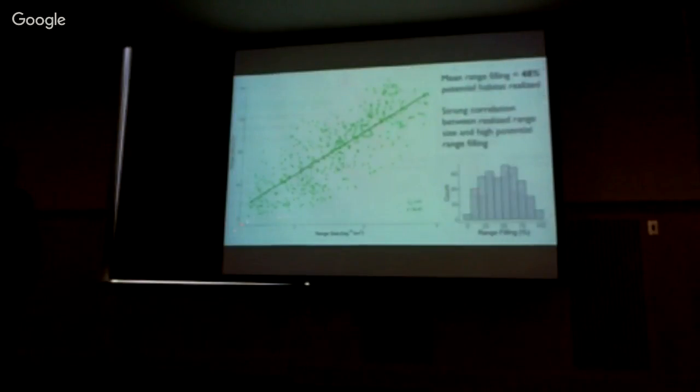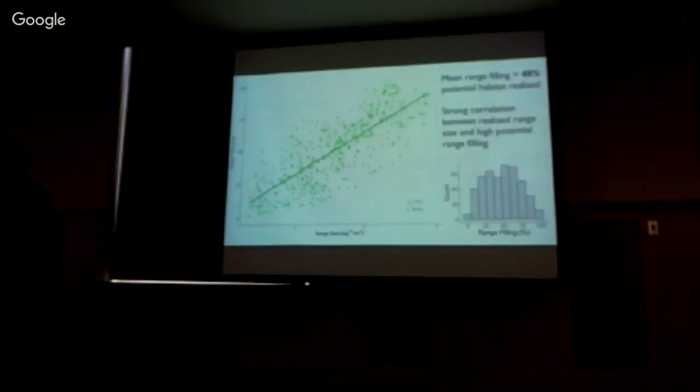I've found this one main general pattern where the size of a species' realized range, as it increases, so does the species' range filling. In other words, large range species fill up their range very highly, whereas small range species are not filling up their climatic potential range. On average, you can see here it's about 25%. So a small range species means it's only filling up about 25% of its potential range that it could live in. And so this is very interesting, but it brings up more questions than it does answers.